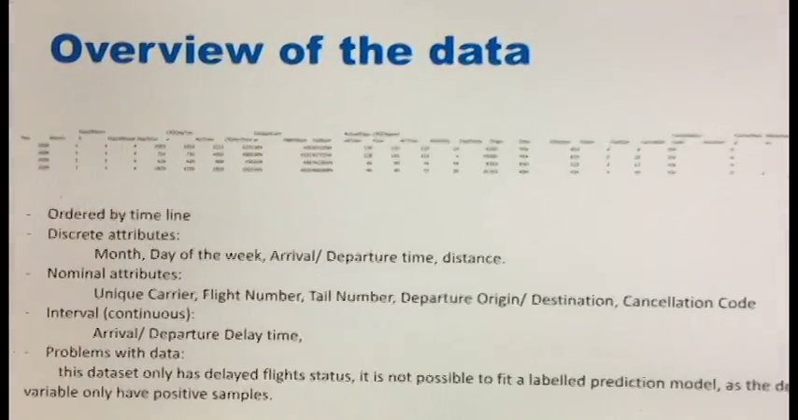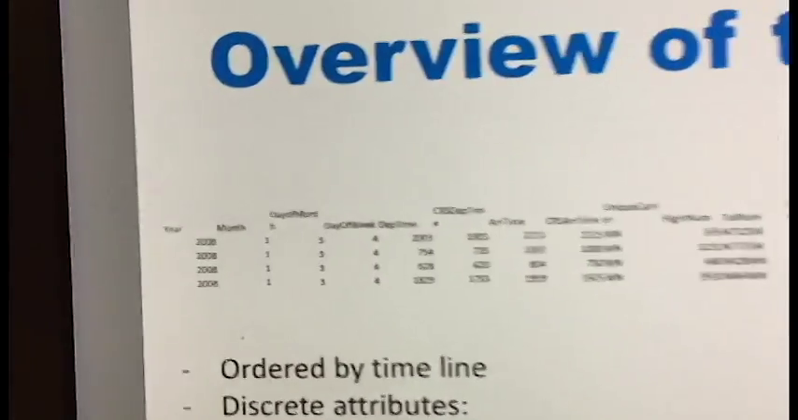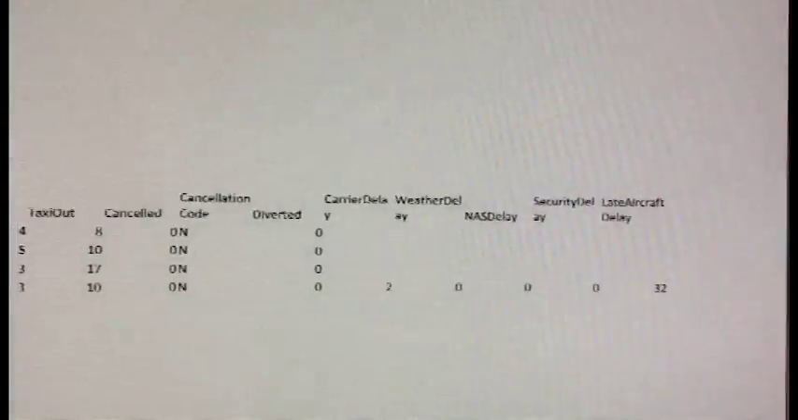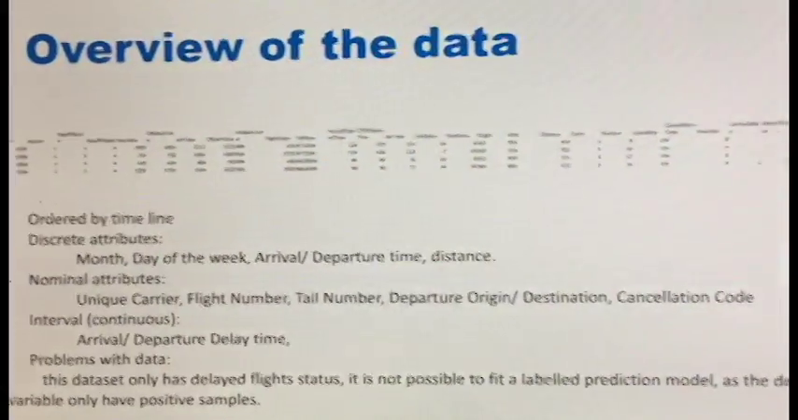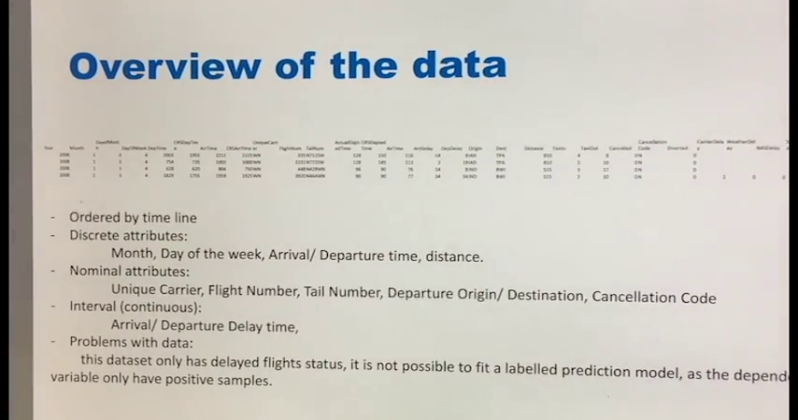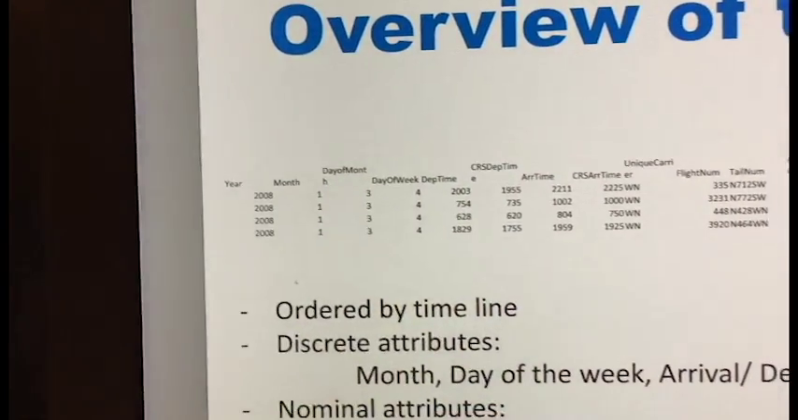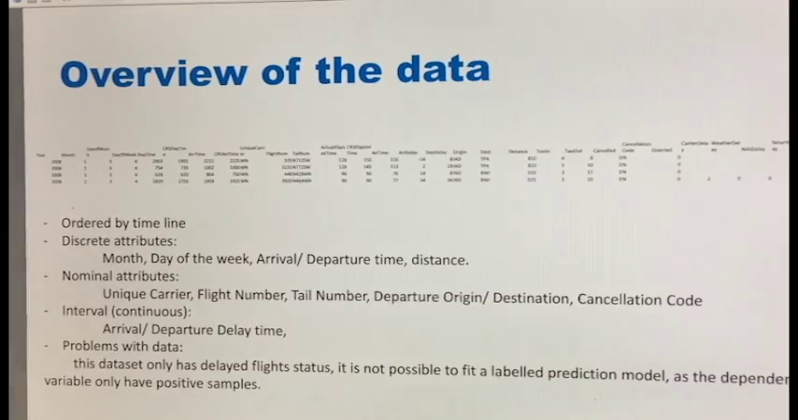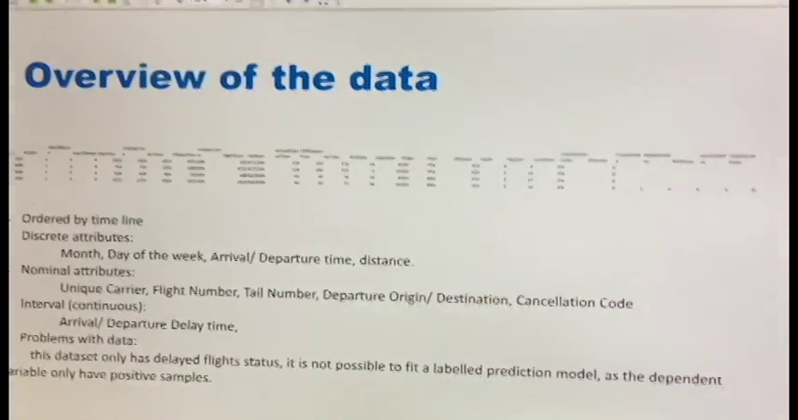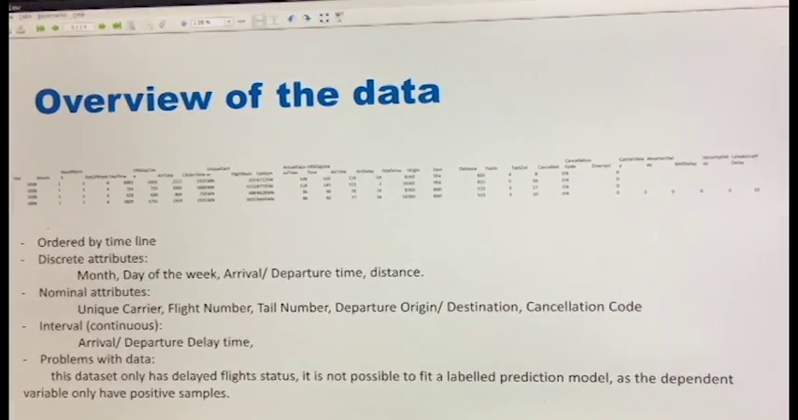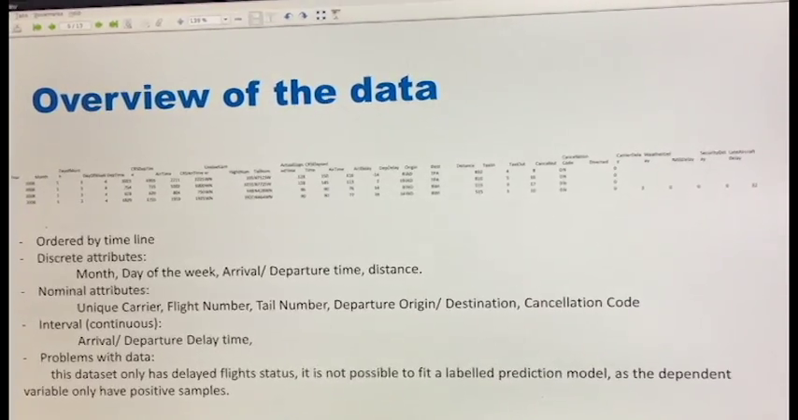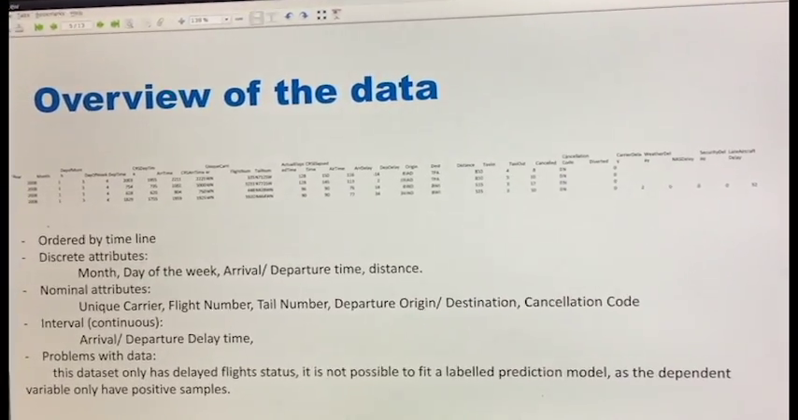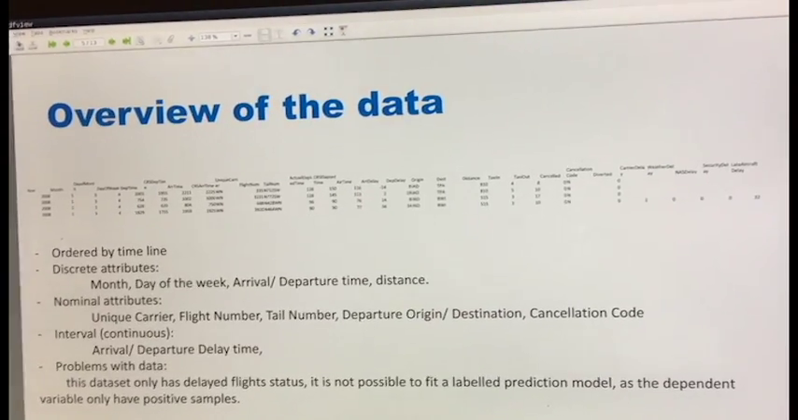Okay, let's have a brief overview of the data. These are the basic attributes and how the data looks, mainly from the original data. It's ordered by timeline. As you can see, the year and month are ordered from the very first delay. Discrete attributes include month, day of the week, arrival and departure time, and distance of the flight. Nominal attributes include unique carrier name or code, flight number, tail number, departure origin and destination, and cancellation code.